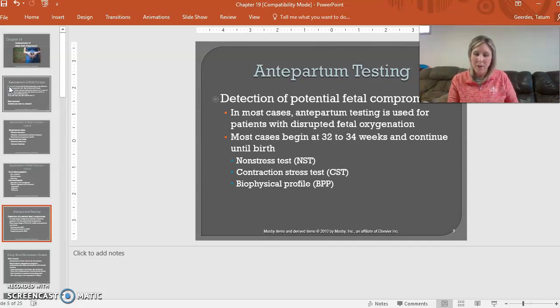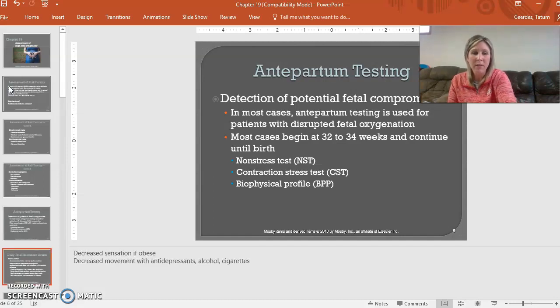I do want to point out on page 563 in your text, box 19-3 talks about maternal and fetal indications for antepartum testing. And a lot of these relate back to all the medical conditions that we talked about. So things like diabetes, chronic hypertension, preeclampsia, fetal growth restriction, multiple gestation, oligohydramnios, which is low amniotic fluid levels, preterm premature rupture of membranes, and post-date or term gestation all can be causes for concern, and that would lead us to do more antepartum testing on these individuals.